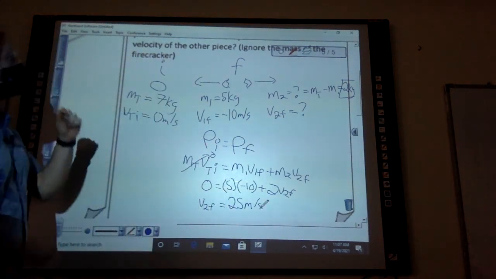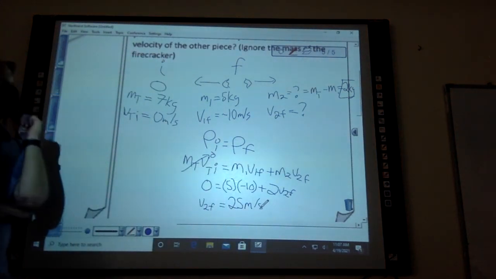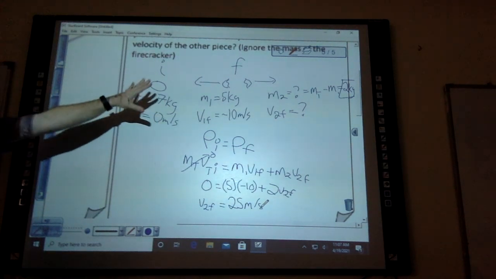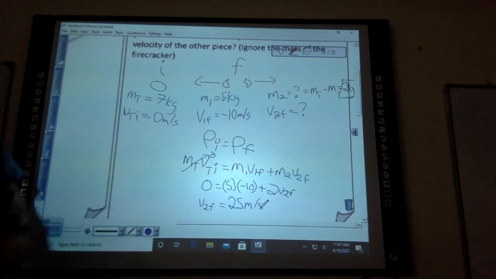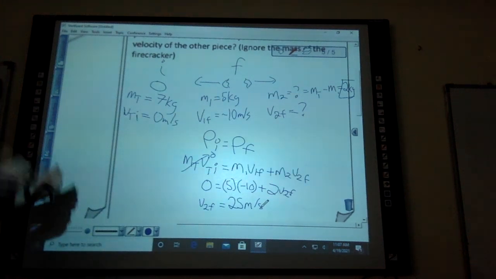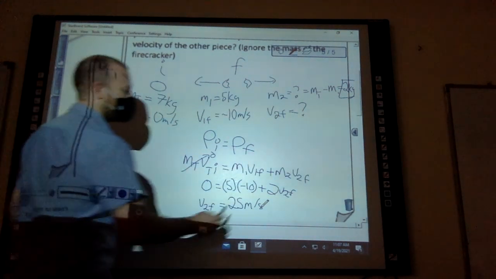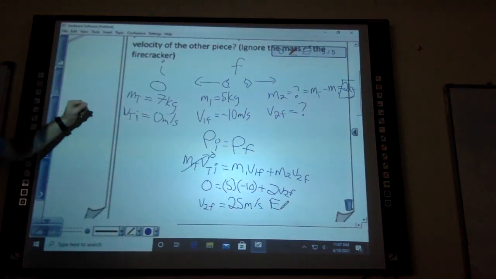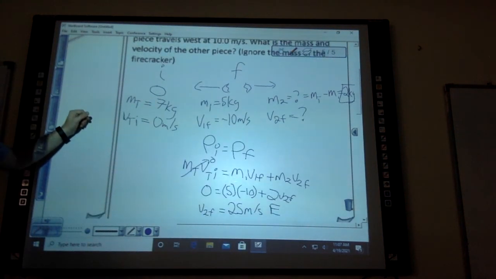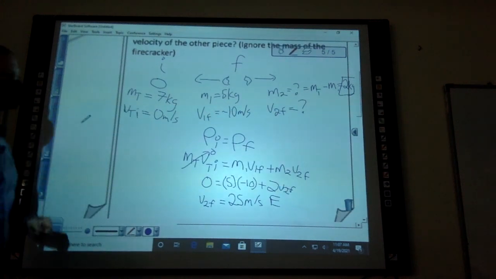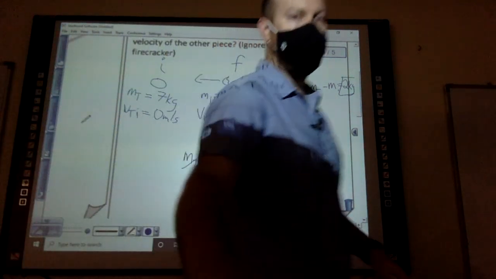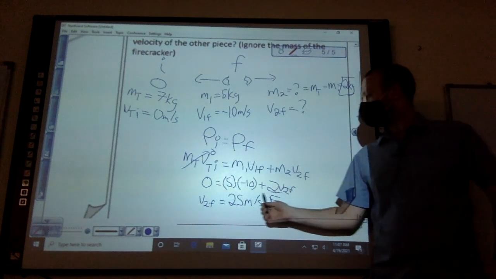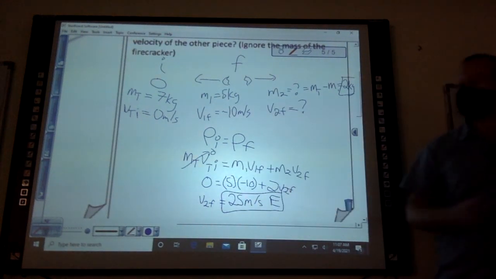Again, it's asking for velocity, but in my diagram, I made it very clear the direction that it's moving. So in the final answer, I do not need to put it. If you want to be explicit about it, you can write down east. It doesn't hurt you unless you say it wrong, and it does hurt you. Any questions on this?